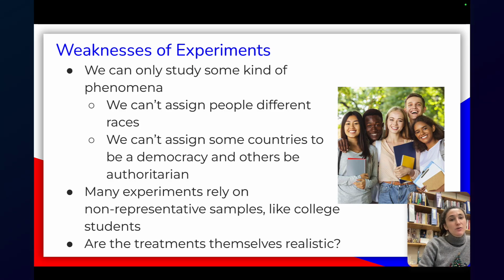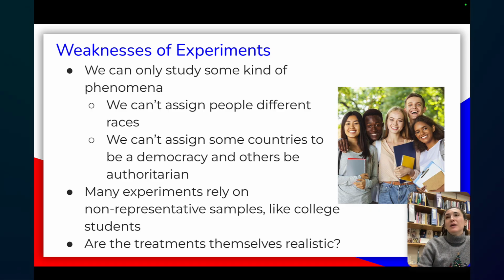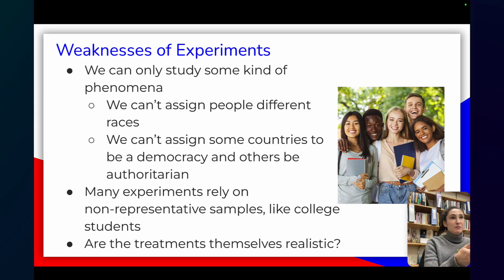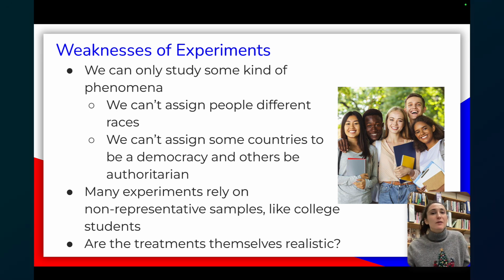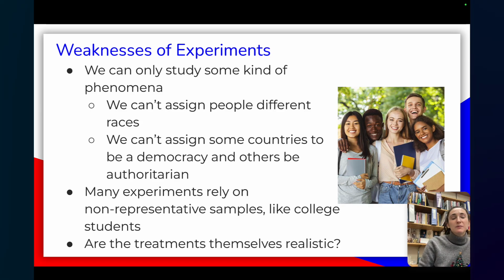Now, the weakness, though, is that we can only study some kinds of phenomena. So we can't, for instance, assign people different races, right? I can't ask, what is the effect of race on redistribution or redistributive attitudes? I can't say, well, individual 1, I need them to be black, and individual 2, I'm going to assign them to be white. That doesn't work. The same is true of a lot of research about countries, right? We can't assign some countries to be a democracy and others be authoritarian. They're either authoritarian or they're democracies on their own, right? We don't get control over that.